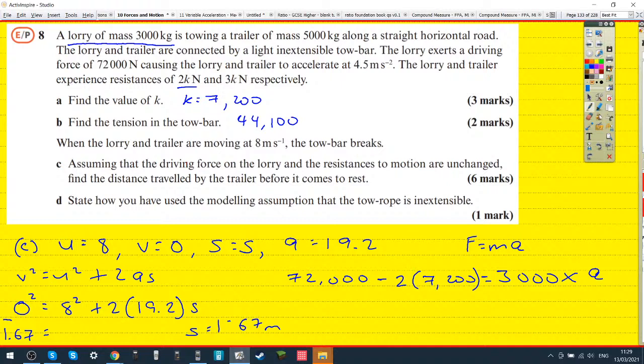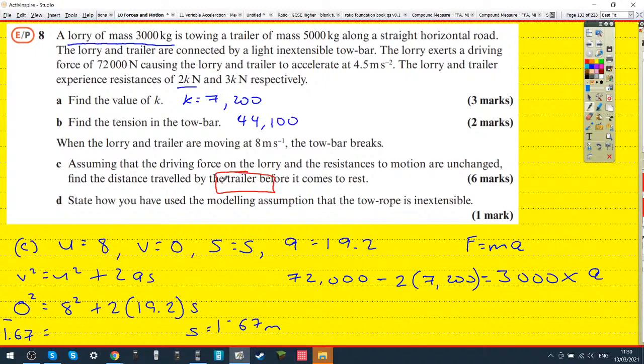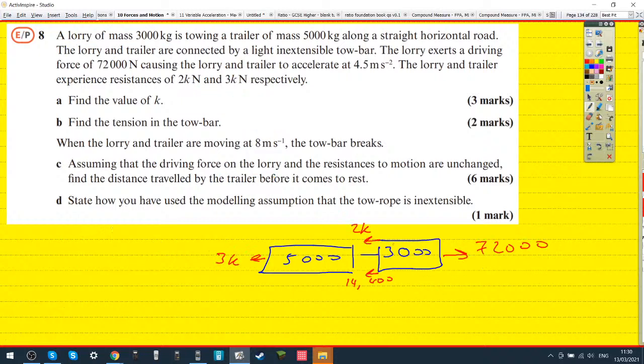Assuming that the driving force on the lorry and the resistance to motion are unchanged. Find the distance traveled by the trailer before it comes to rest. But it's moving to the right 72,000. It's moving to the left 14,400. Hang on. We're dumbasses. What did we miss? That's what we missed. The trailer. Because of course the thing is still driving, the lorry. We're looking at the trailer.